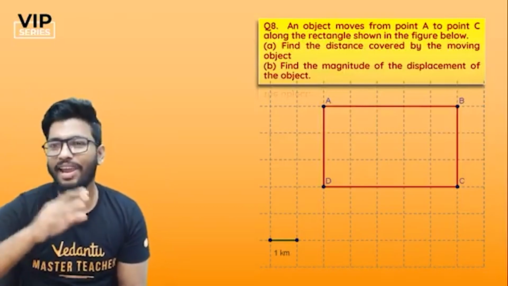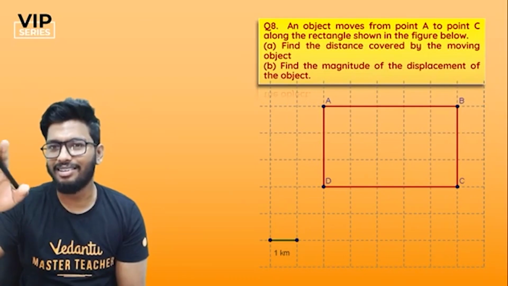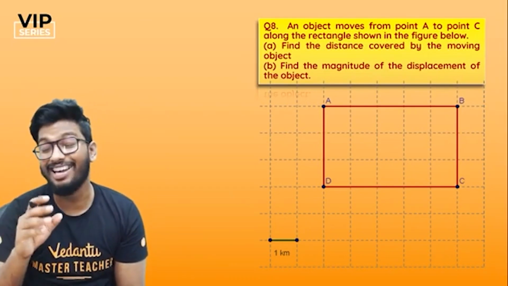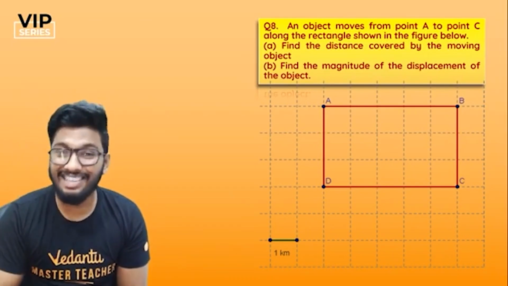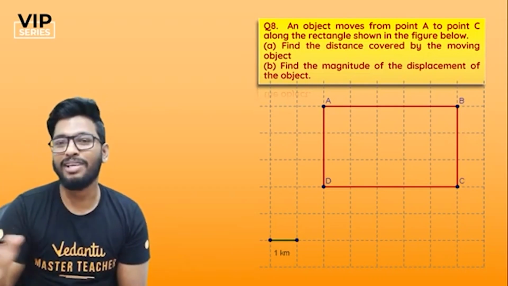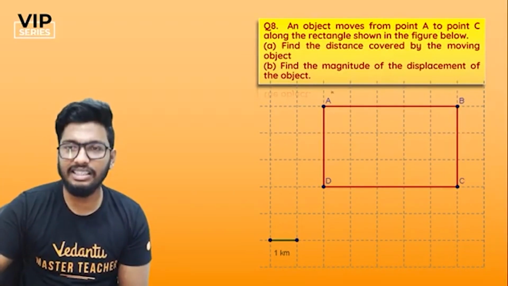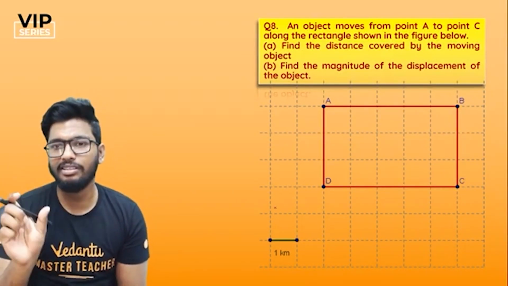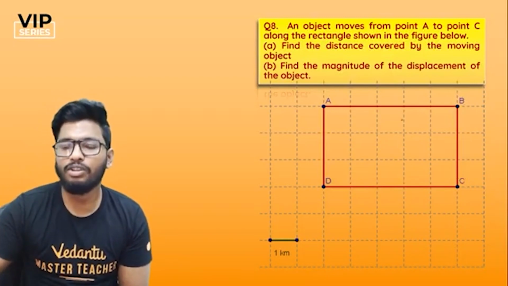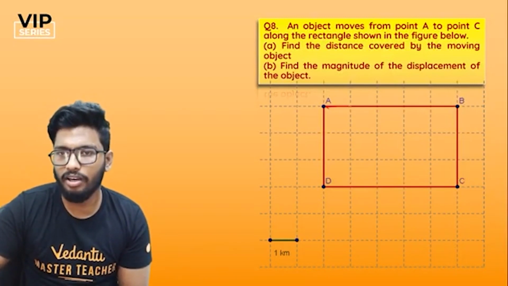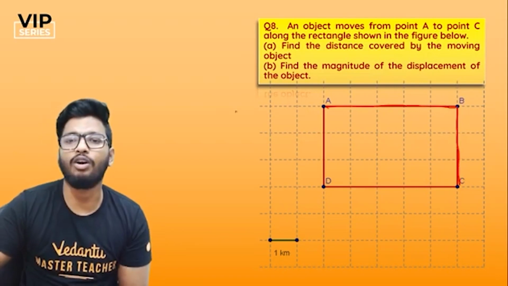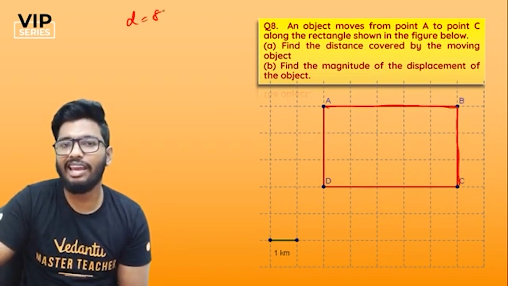An object is moving from A to C along a rectangle as shown in the figure. Find the distance covered by the moving object. Find the magnitude of displacement of the moving object. So if it's a distance, think about it, guys. Each of these squares this time is 1 kilometer, right? If it's going from A to C, this is 1, 2, 3, 4, 5, 6, 7, and 8 kilometers. So distance is 8 kilometers.